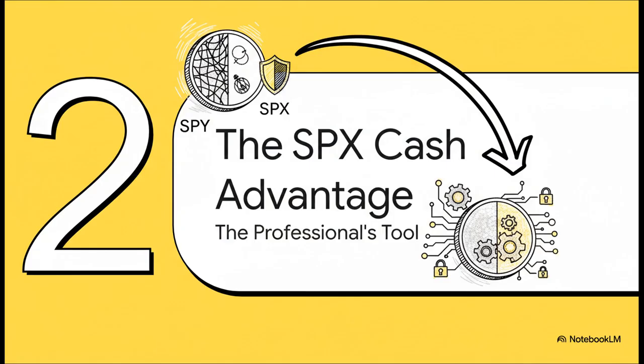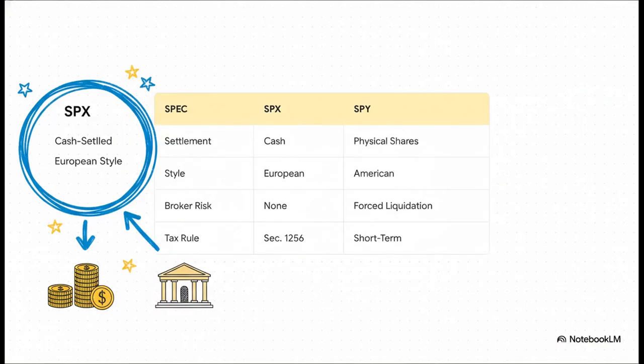All right, so we've talked about the trap. Now let's flip the coin and talk about the solution. If SPY is the amateur's game, fraught with danger, then SPX is the professional's tool. It's an instrument that was specifically designed to avoid all of these problems from the very beginning. Let's pull that table back up, but this time, let's focus exclusively on the left column, on SPX. Two key words here are all that matter: cash and European. These two words completely change the nature of the trade and eliminate the risks we just talked about.